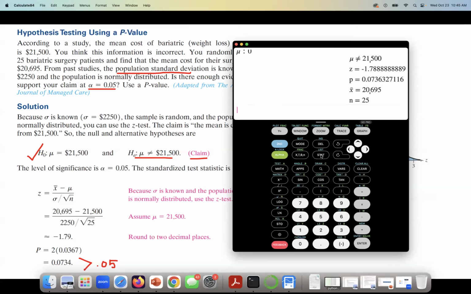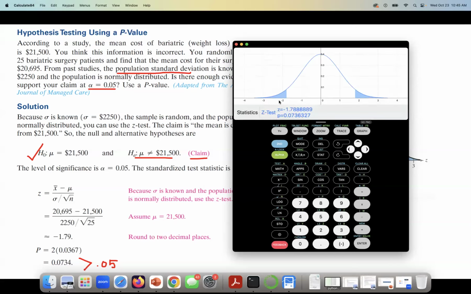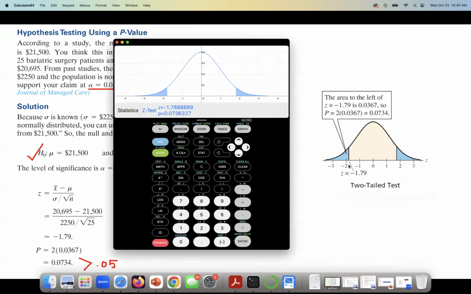Again, if you go to Stat and go to Test, you can basically visualize this by clicking on Draw. And here you see you have a two-tailed test. Half of the p-value is on the left, the other half is on the right, and this is your p-value, about 7%, which matches what we got algebraically.